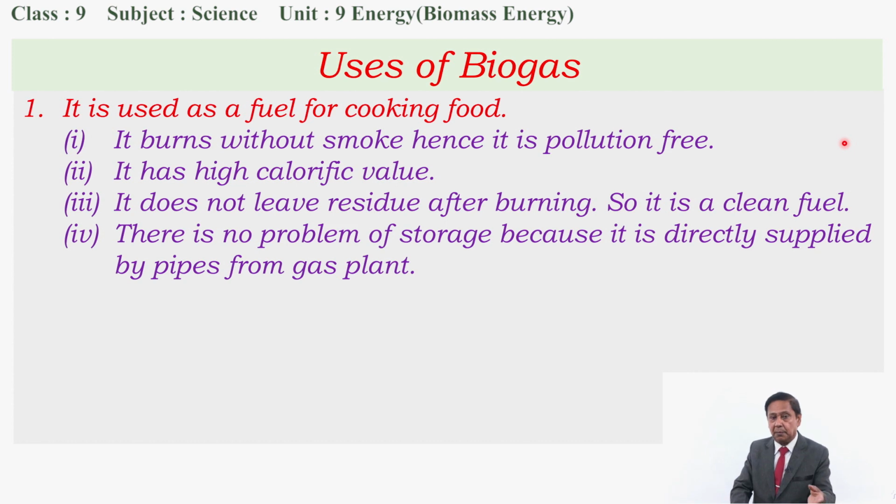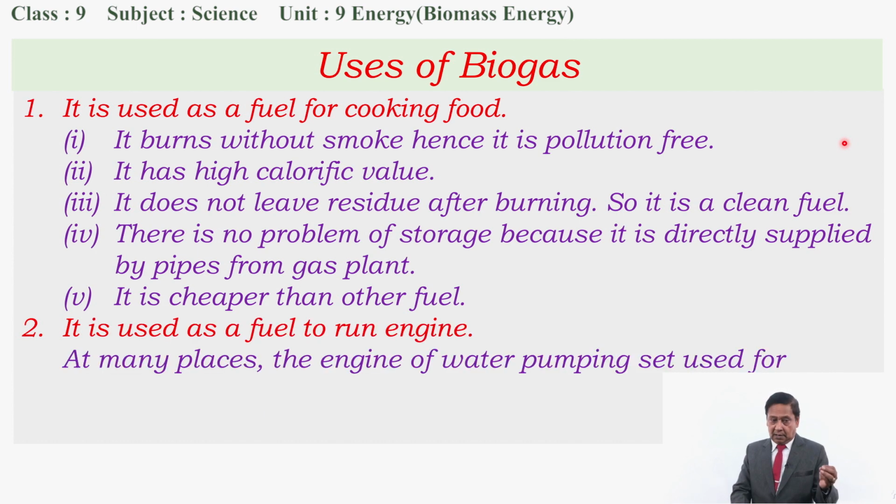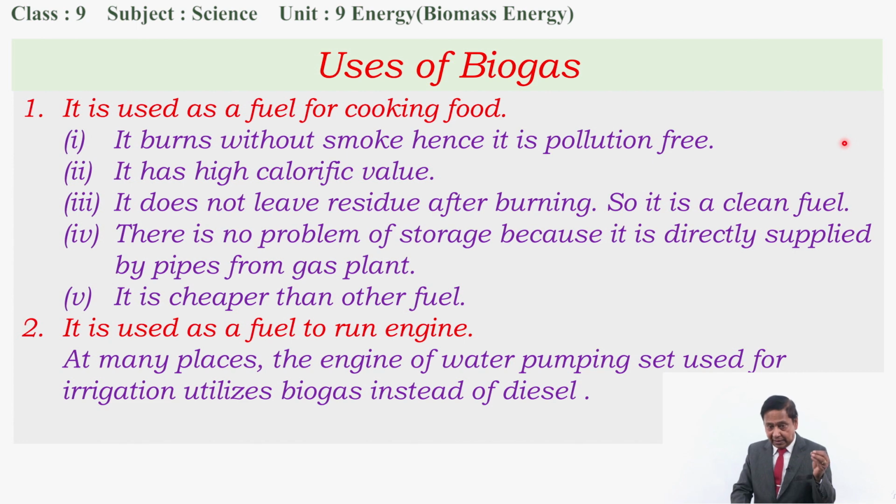And if we want less biogas, then the feeding can be reduced, and if we want more biogas every day, then feeding can be increased. Okay. It is cheaper than other fuel. This is actually free of cost in the villages. We are using just animal dung and agricultural waste as raw material. That's why it is very cheap, and it is used as a fuel to run engines. In many villages, the engine of the water pumping set used for irrigation utilizes biogas instead of diesel.